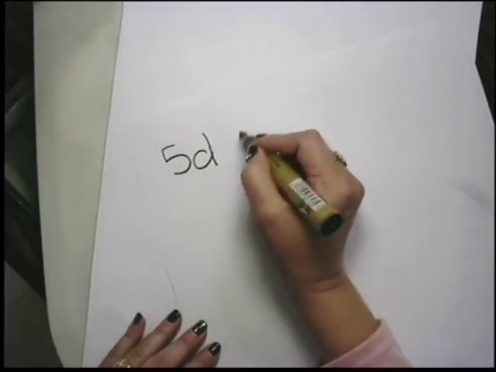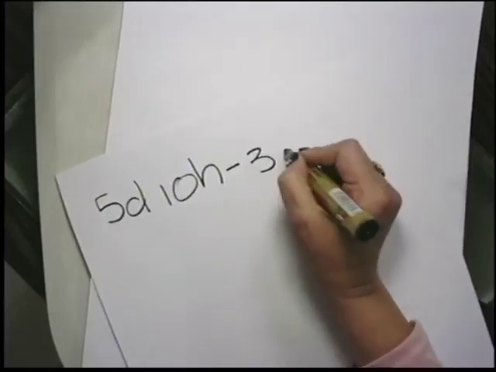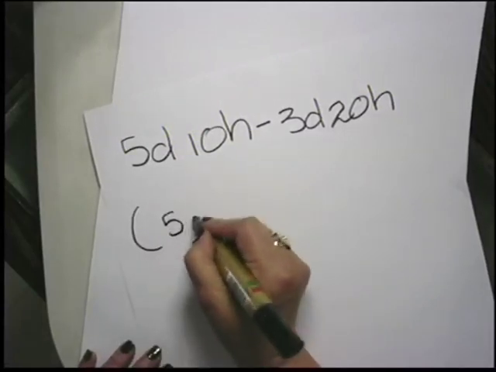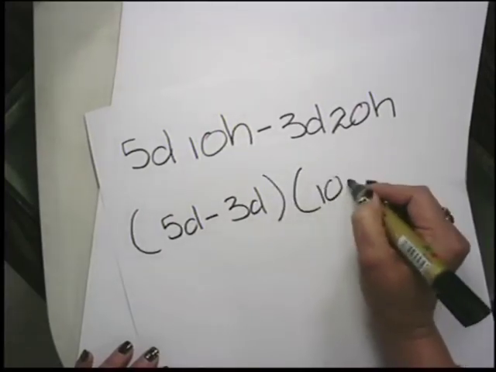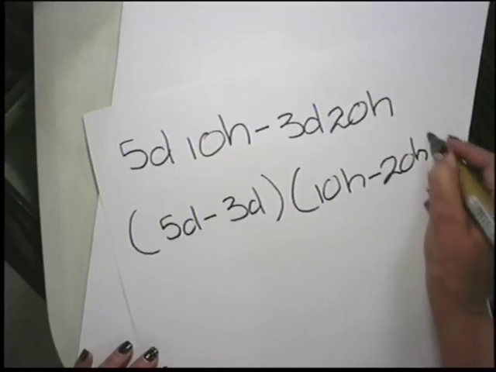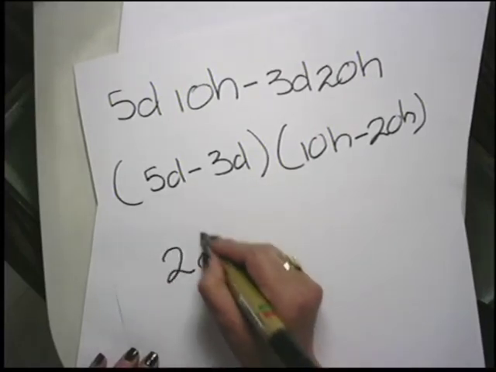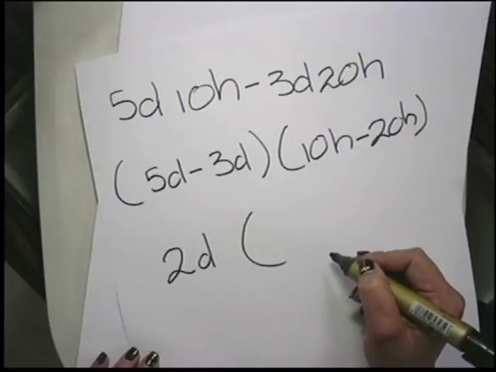My next example. I have 5 days and 10 hours, and I must subtract 3 days and 20 hours. How do I go about it? I group 5 days minus 3 days, and I have 10 hours minus 20 hours. Right. 5 days minus 3 days gives me 2 days. What do I find there? 10 minus 20. What do I do?